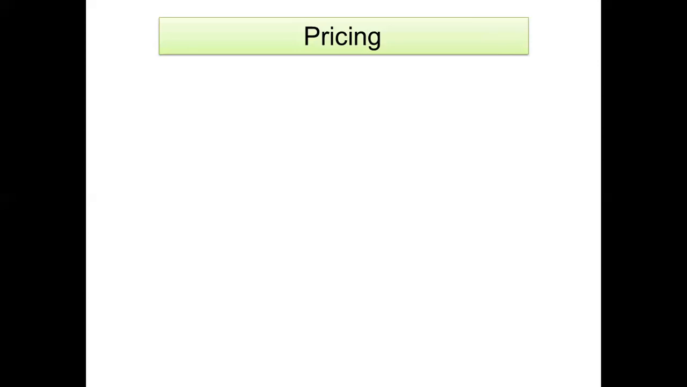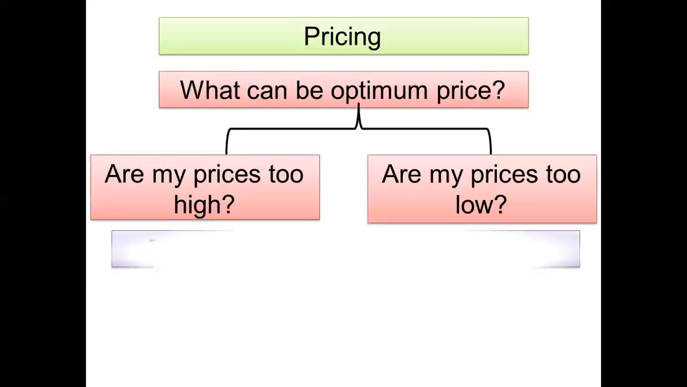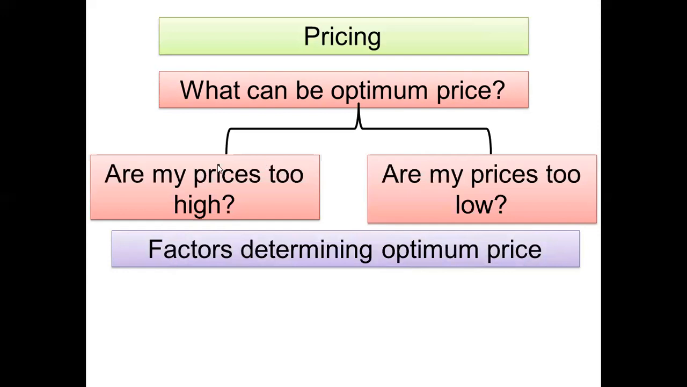The price that would generate the most income over the year in a sustainable way is the optimum price. So, here's the question. Sometimes you may end up after a year asking, are my prices too high? If the sales are less than what you expect, you may ask, are my prices too high? But if the sales are more than what you expect, you may end up asking, are my prices too low? So, what are the factors or the determinants that can help us determine an optimum price?